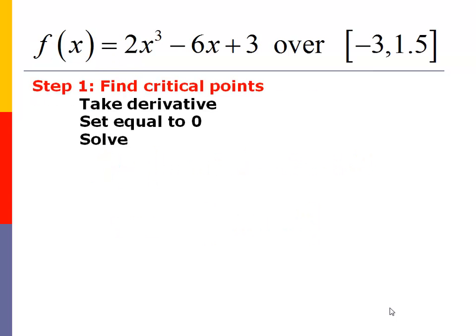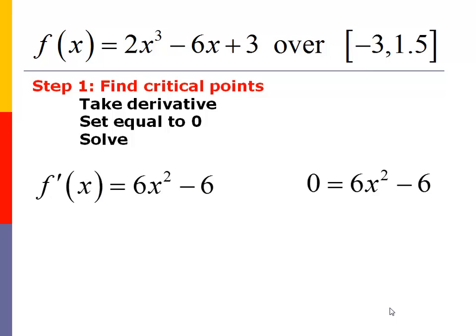All right, first thing we want to do is take the derivative, set it equal to 0, and solve. So I'm taking that function and going to take its derivative. Just remember that the derivative of a plus 3 is 0. That's why the 3 went away. The derivative of 6x is 6, and the derivative of 2x to the third is 6x squared. And that's what we have.